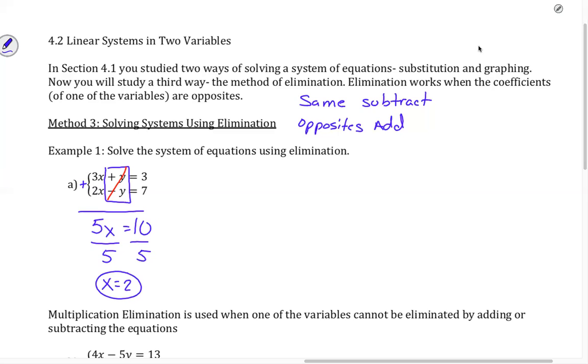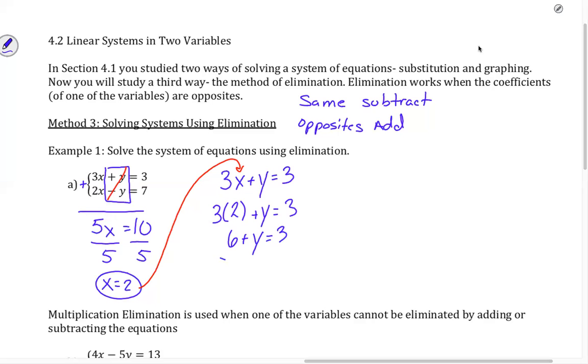Okay. So I'm going to rewrite the top equation, 3x plus y equals 3. And here's what I'm going to do. I'm going to take what x equals, and I'm going to plug it in. So I'm going to have 3 times 2 plus y equals 3. 6 plus y equals 3. And then I subtract that 6. And I get y equals -3. And I'm done. My answer is 2, -3.